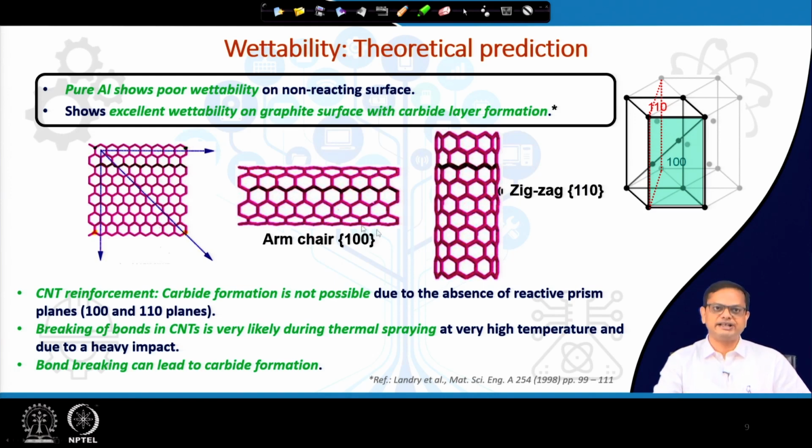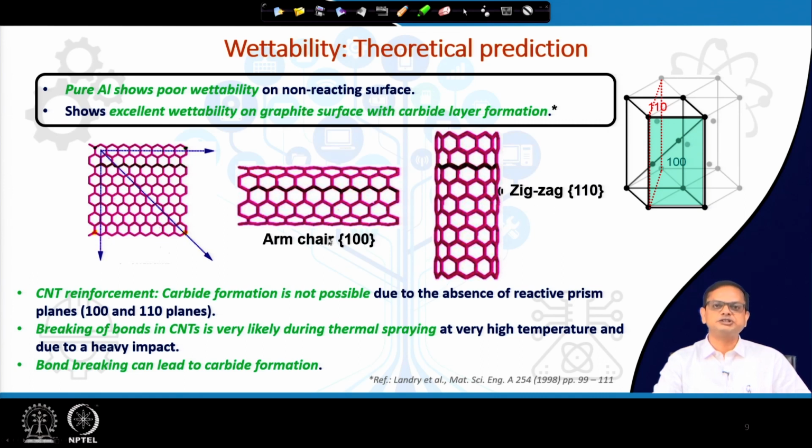Now, in this particular case, in case of CNT reinforcement, carbide formation is not possible as such, theoretically. Why? Because in a carbon nanotube, the graphene sheet can ultimately be rolled in two ways. One, you can roll it in this XY direction like this, or you can roll it like this. In both cases, you get these two structures, armchair and zigzag.